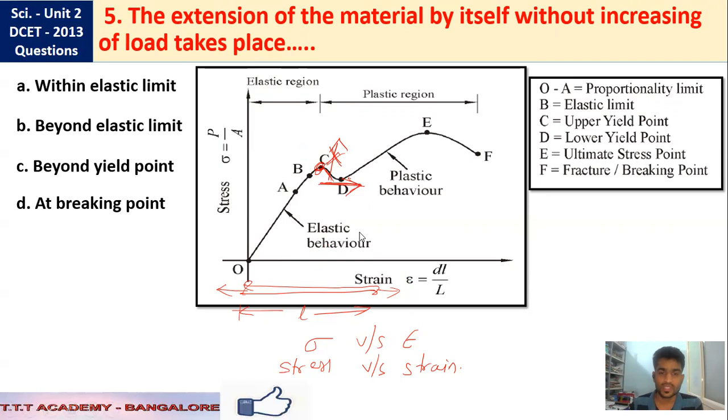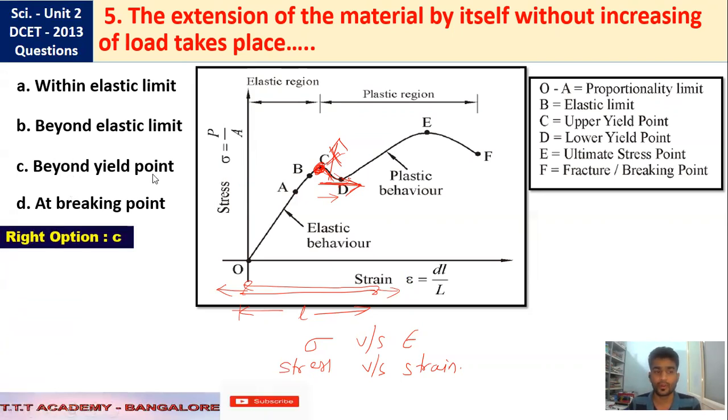So once again you can conclude that the extension of the material takes place by itself without increasing the load. After the point C, it is not taking any load, but straining action is taking place. The material is straining. That point we call the yielding point, the upper yield point. So for this question, C is the right option: behind yield point.